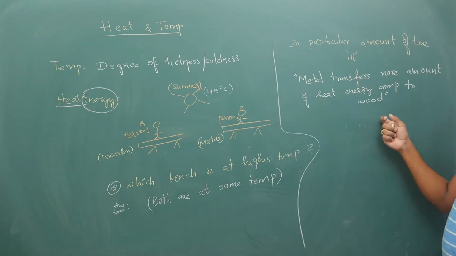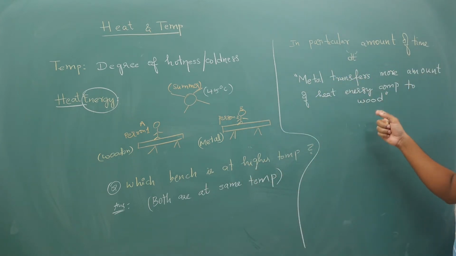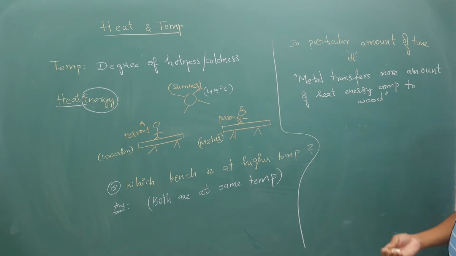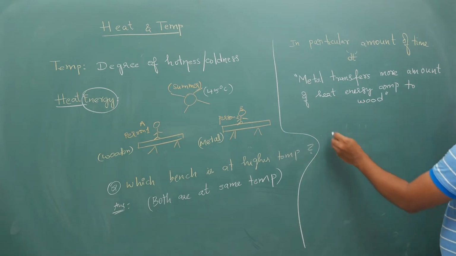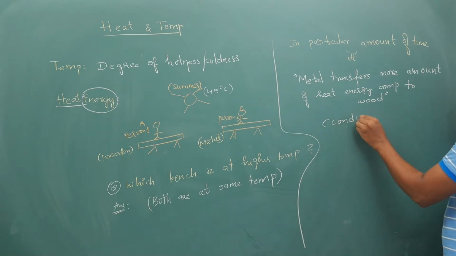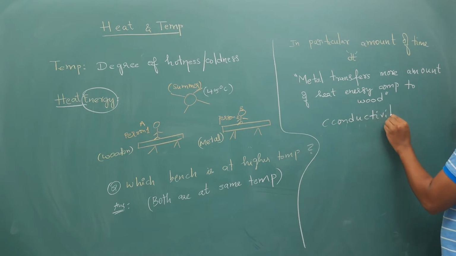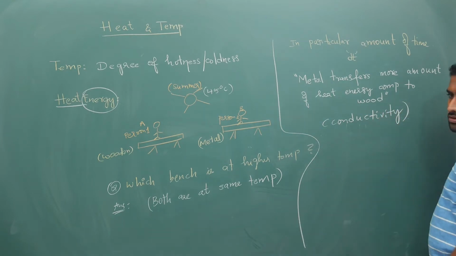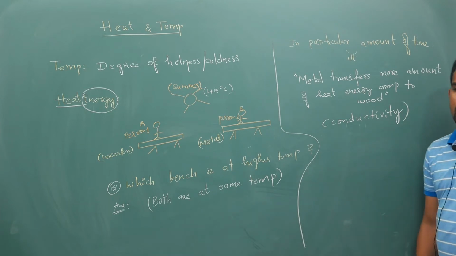Here, more conductivity is there for metal, so as a result more heat energy is transferred. The reason, ultimately, I'll say, is conductivity. Conductivity is the reason for this hotness or coldness. So keep this idea in mind.